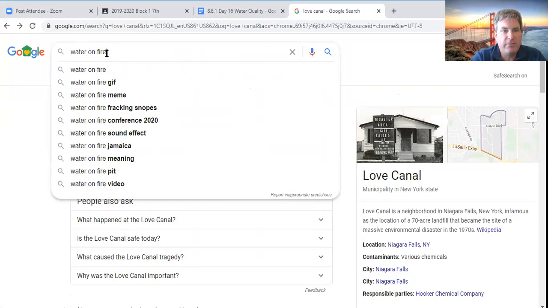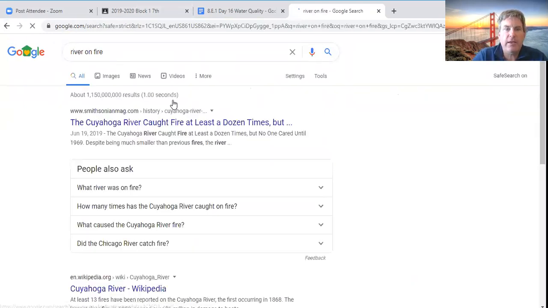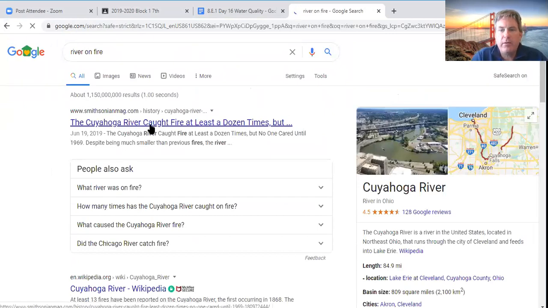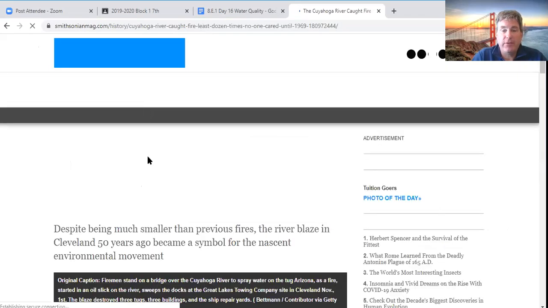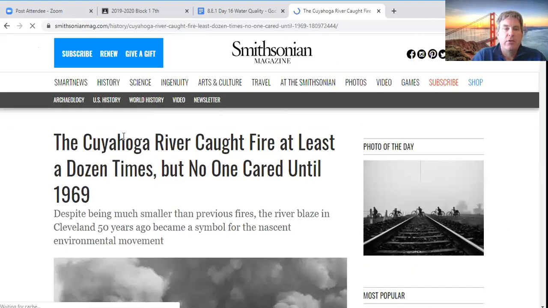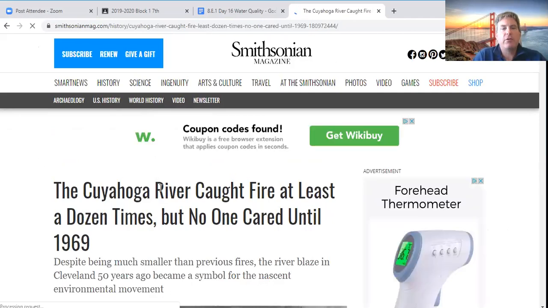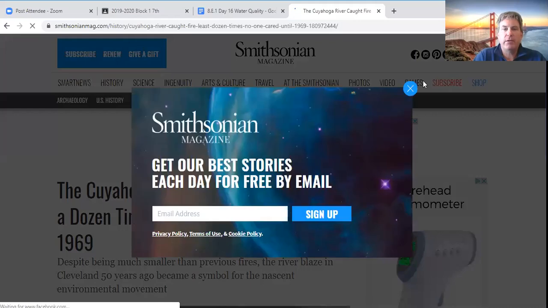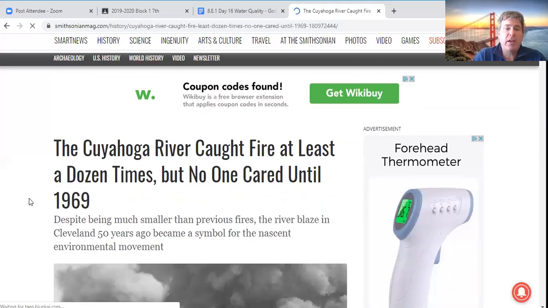Water on fire. River on fire. Now, again, these kind of things are not limited to other places. So also, in addition to the Love Canal, which was a canal project that went bad, now in the United States, it's like, okay, how bad does water have to be polluted that it literally catches fire? The Cuyahoga River caught fire. Oops, hey, how about that? At least a dozen times. No one cared until 1969.